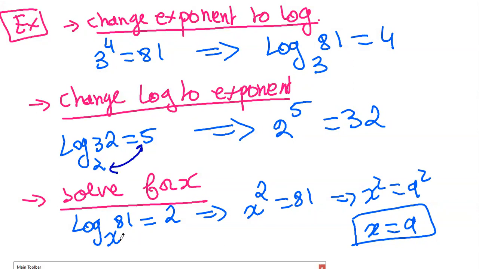And also sometimes it helps me to solve. If you need to solve for x, log base x of 81 is equal to 2, how can I find the value of x? I just use the property. x squared is equal to 81. It means x squared is equal to 9 squared, so x is equal to 9.